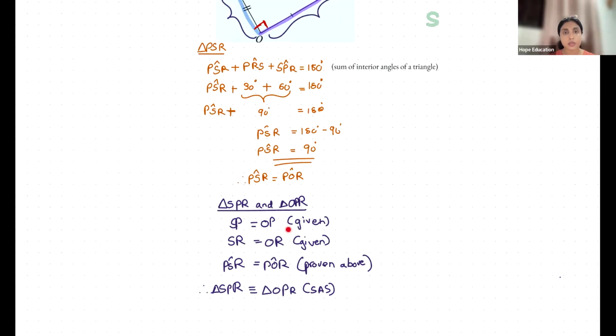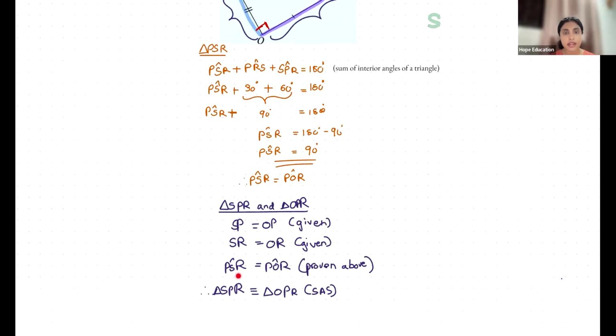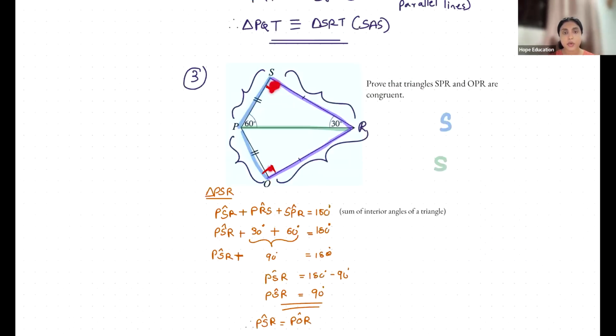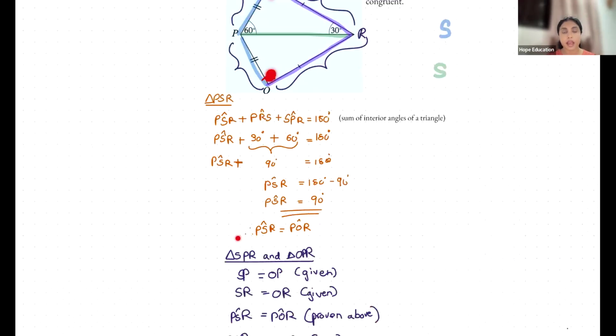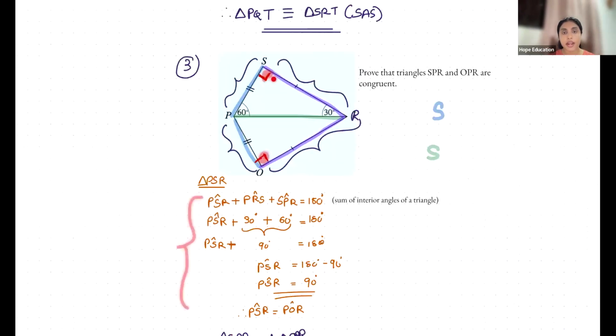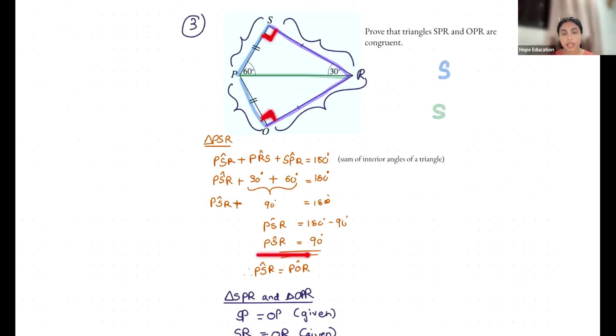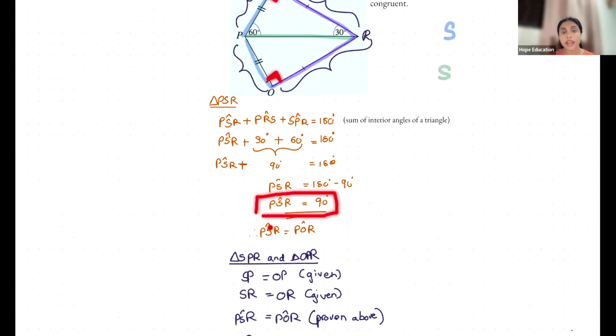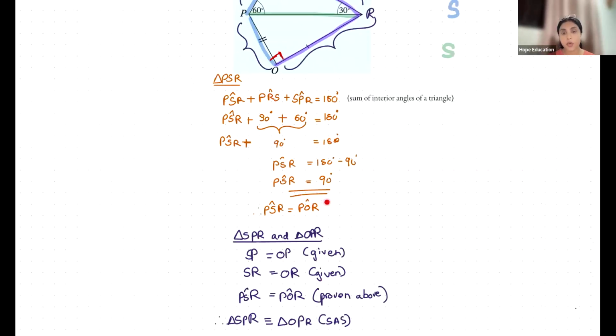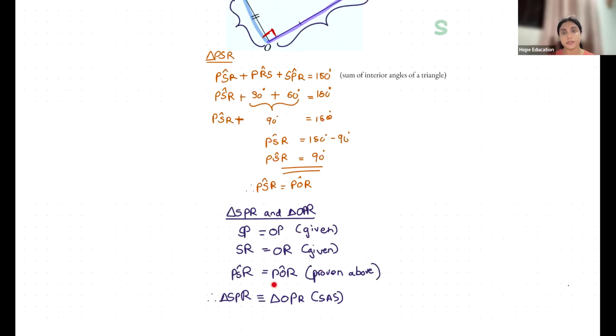PSR is equal to this because we proved it here, no? Now POR, anyways, they have given as 90 degrees. But we proved that PSR is also equal to 90 degrees here. So that is why PSR and POR are equal, because they are both 90 degrees. See, proven above. This is what I proved here.